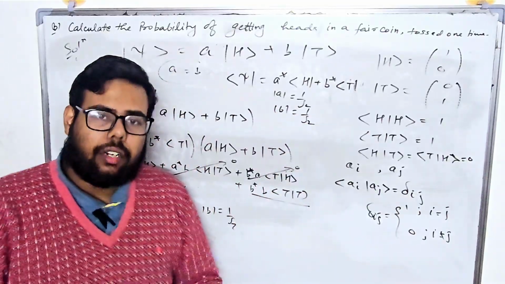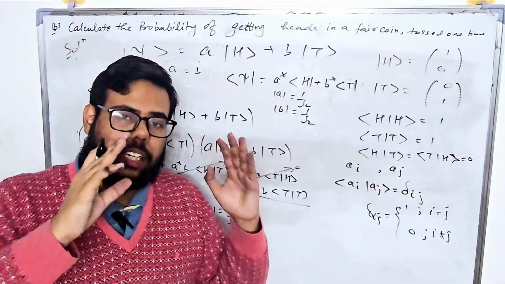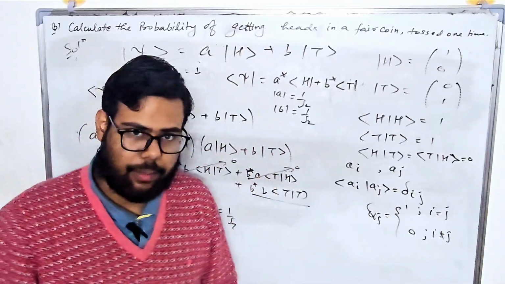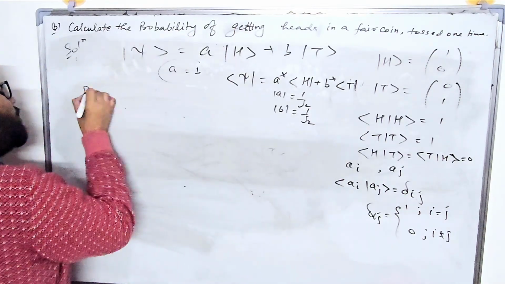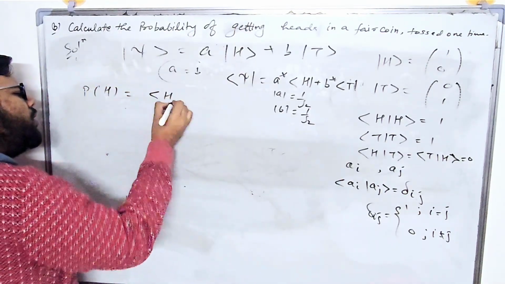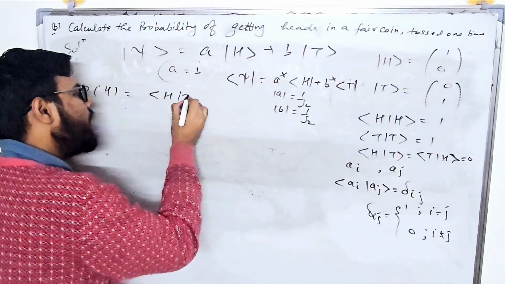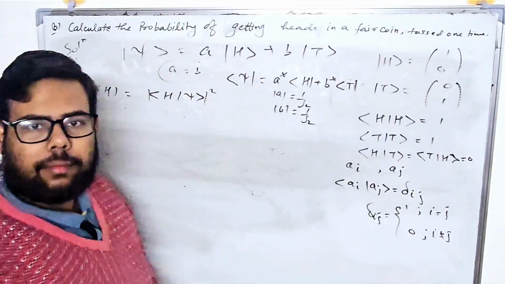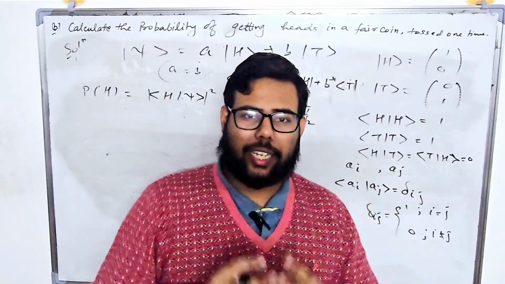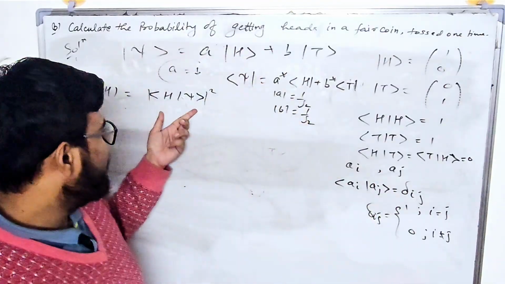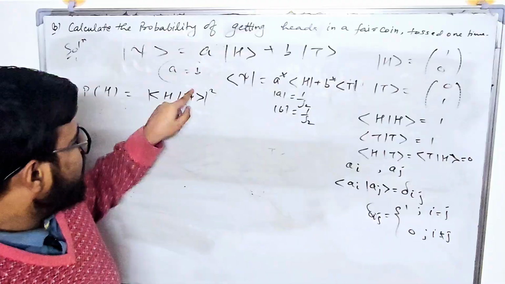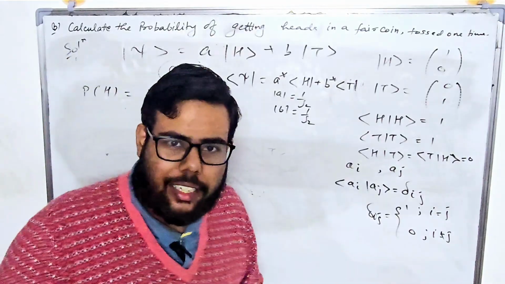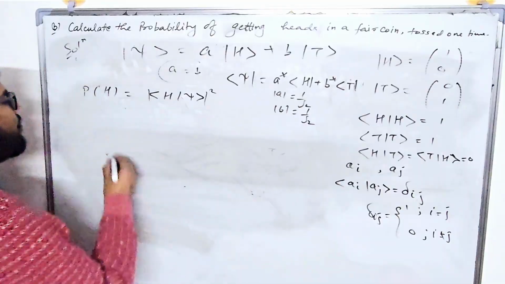Now what we have to calculate? Well, we have to calculate the inner product of heads with psi. So now let's evaluate that. The probability of heads will be the modulus squared of the inner product of heads with psi, right? So the probability is equal to the mod of the inner product squared. That is the concept over here. This is the state vector, and this is what we want, right? So that is what we are going to do.